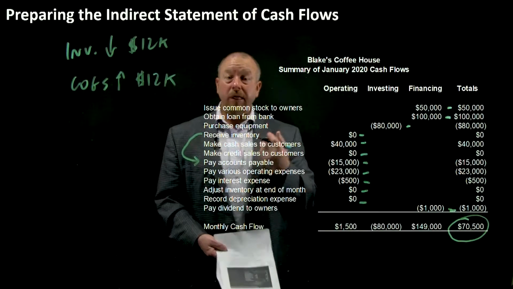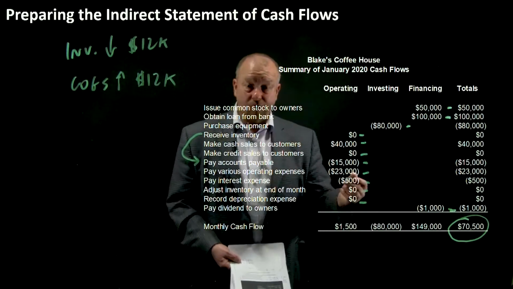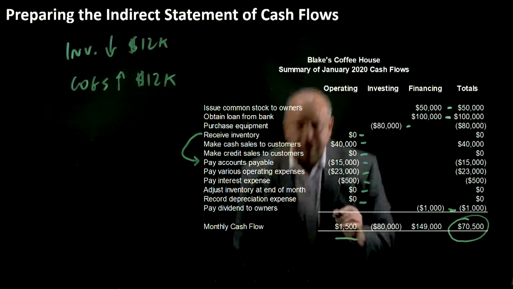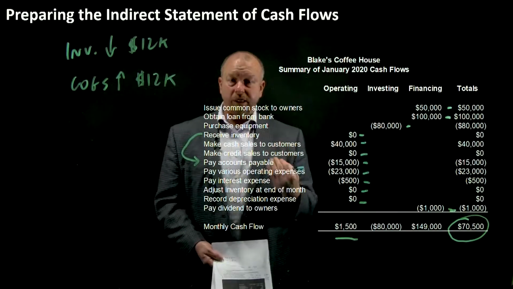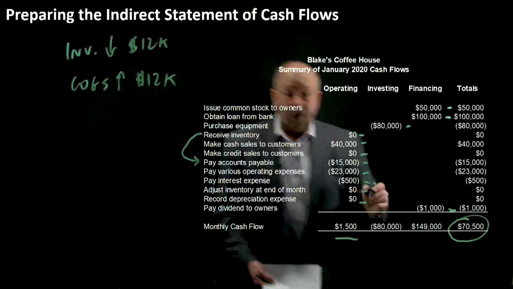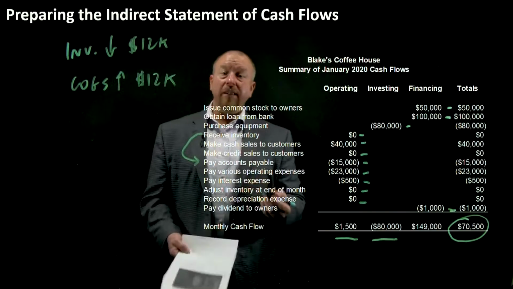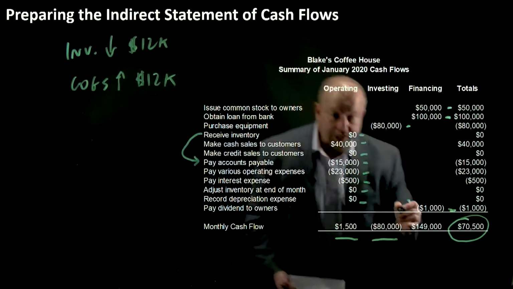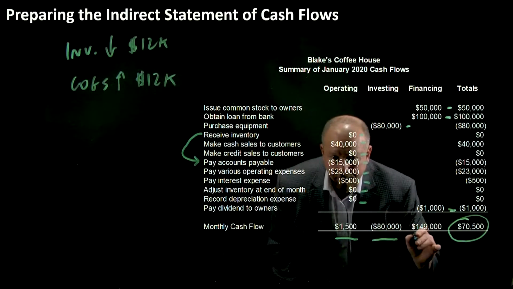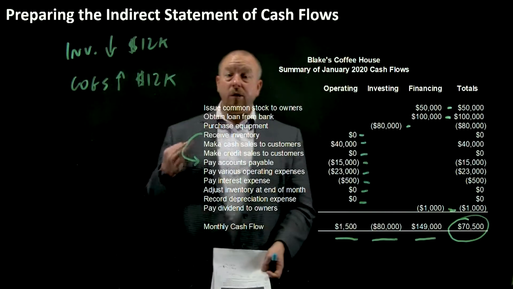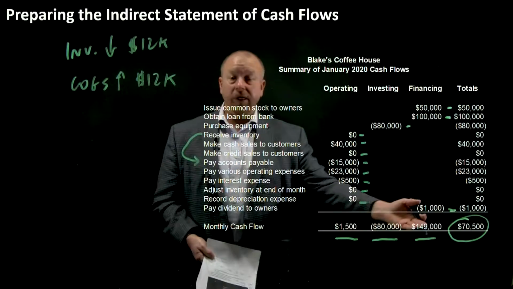And when we ultimately complete the statement of cash flows, we should see that the operating section shows $1,500 coming into the organization because of its operations, $80,000 leaving the organization because of investing activities, and $149,000 net coming into the organization because of financing activities. So let's go and prepare the statement of cash flows and see if we can get the numbers to match what actually happened.